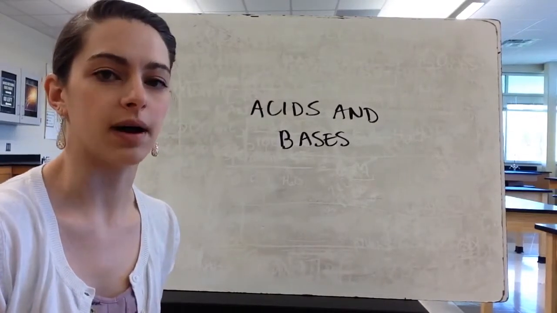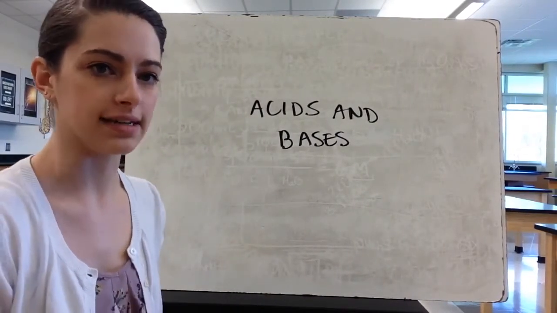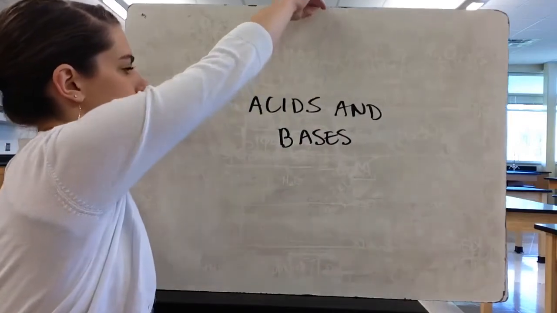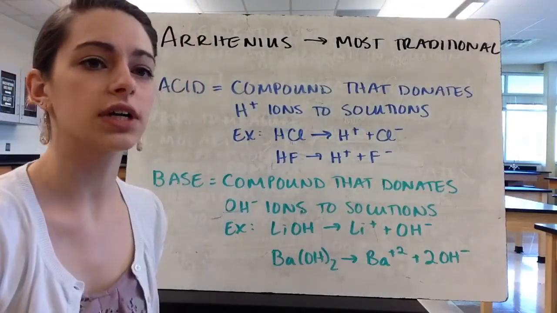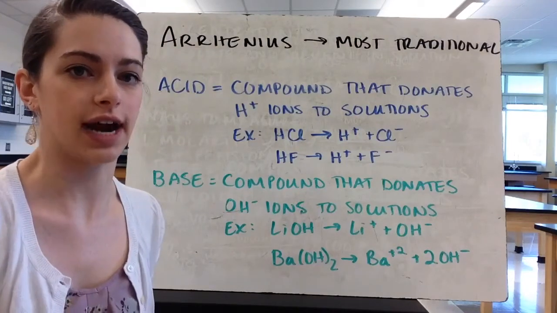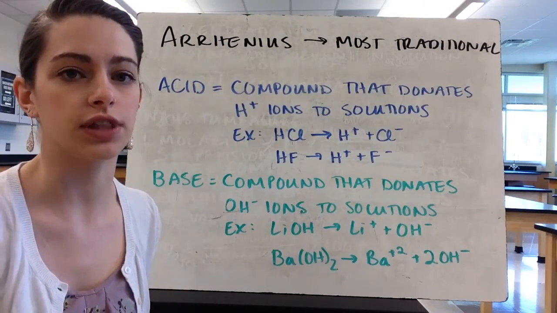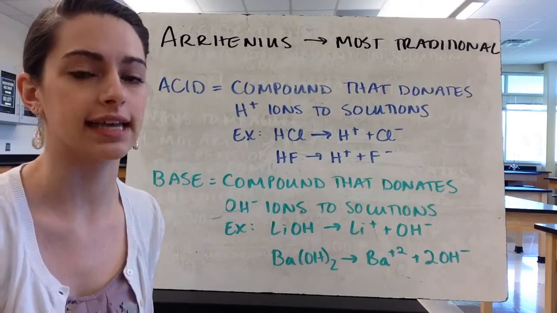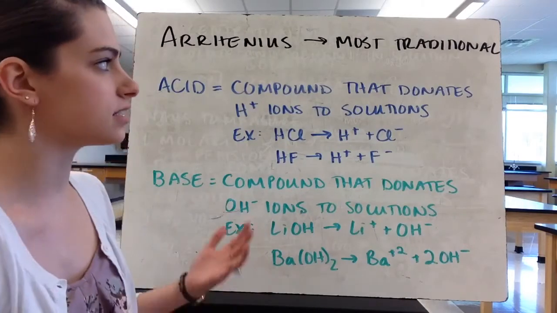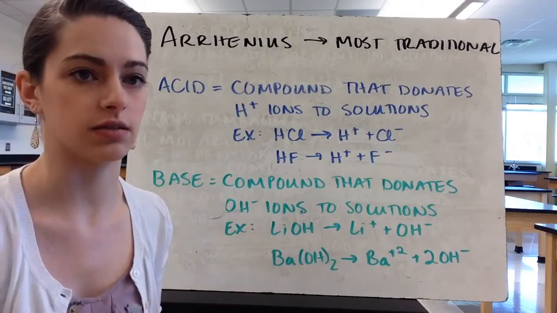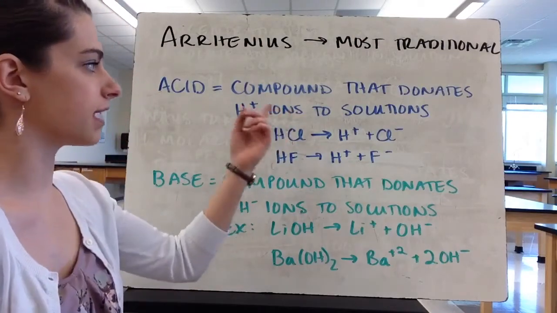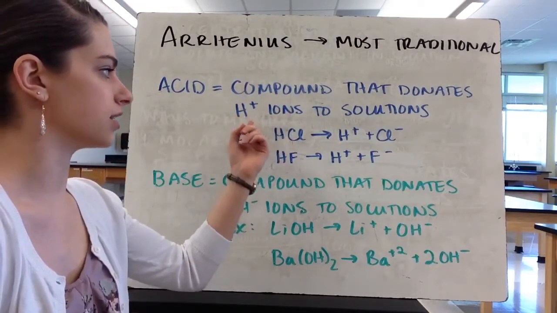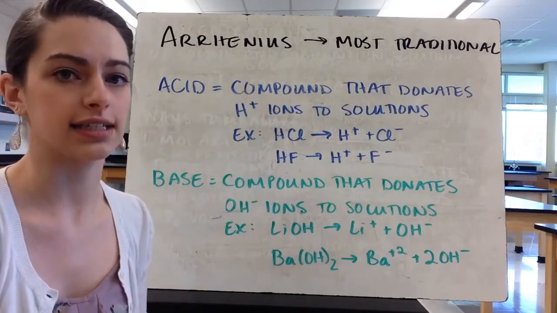So let's learn a little bit about what makes something an acid or a base. We're going to look at two different definitions for acids and bases. The first one is called the Arrhenius model, or the Arrhenius acid or base model. This is the most traditional model of an acid or base. In the Arrhenius model, an acid is a compound that donates H+ ions, or hydrogen ions, into solution.